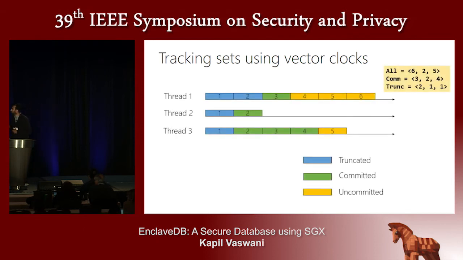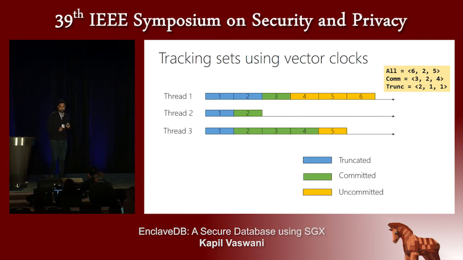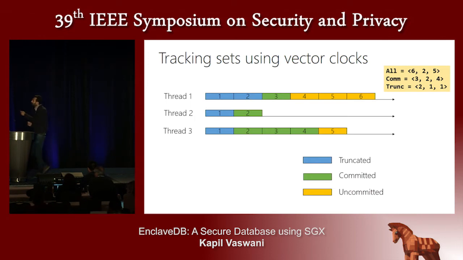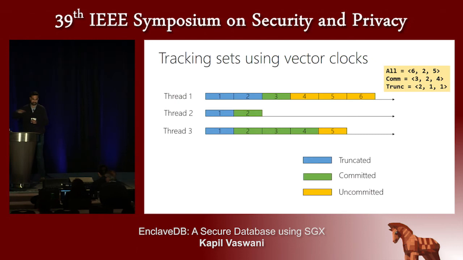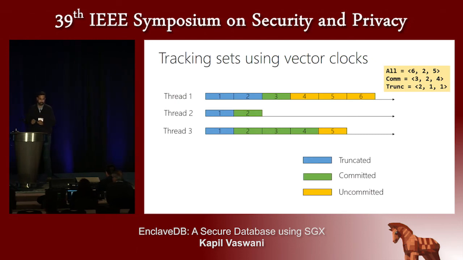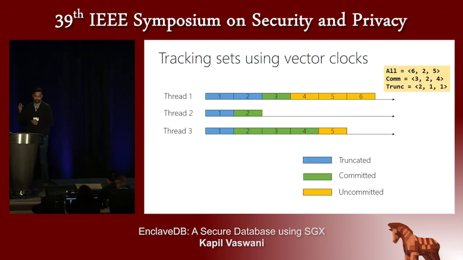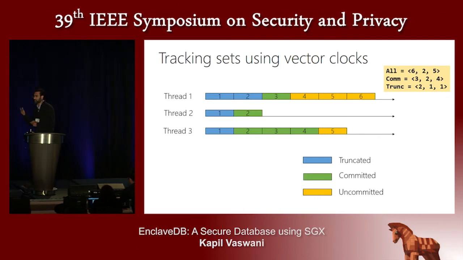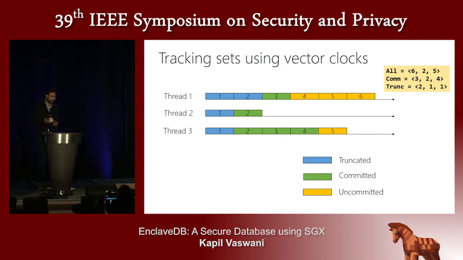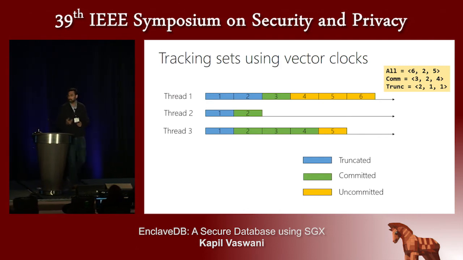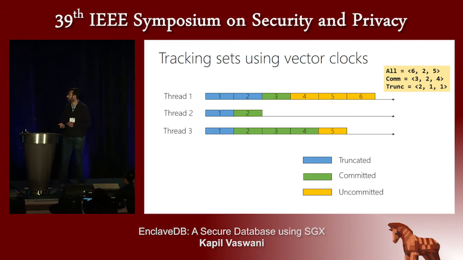So this protocol uses monotonic counters. There are 3 sets of monotonic counters per thread. Here I'm showing time and log records on the x-axis. There is a counter that tracks all log records that have been truncated per thread, a counter that tracks the set of committed log records, and a counter that tracks the set of uncommitted log records.